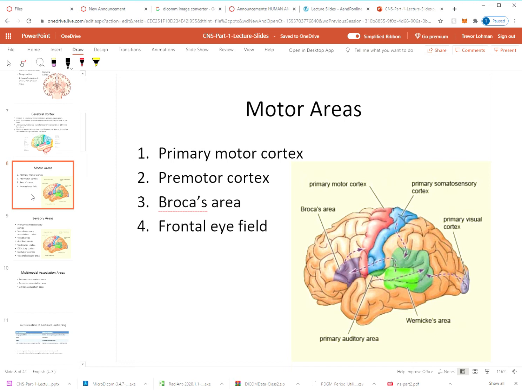Okay, so I think it's interesting to see what goes wrong when one of these areas is damaged. It helps you understand what they do when they're functioning correctly.